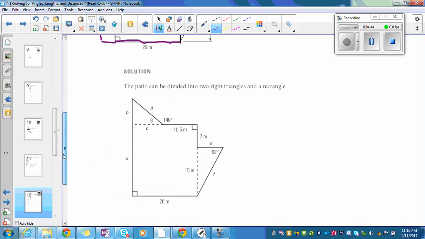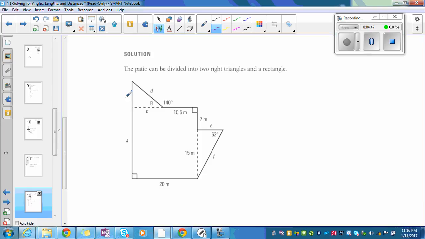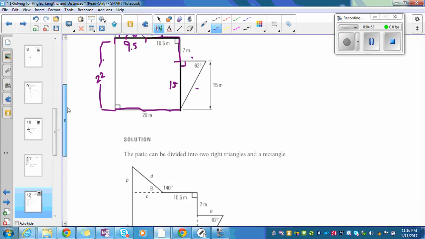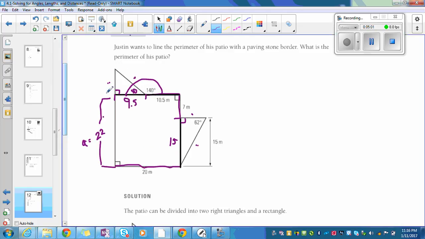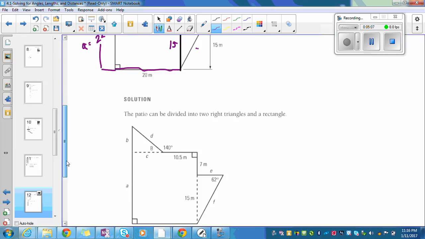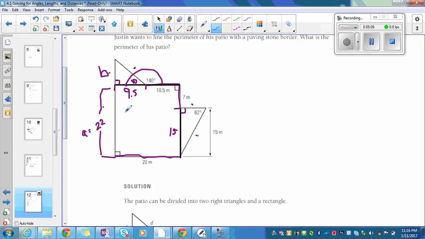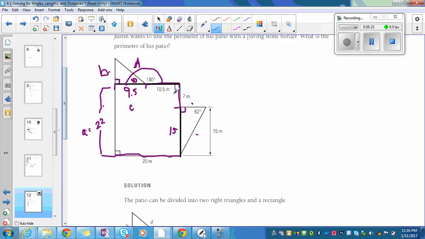Okay. Sometimes it's nice to label your unknown sides. Okay. And so they labeled A, and that would have been our 22. We figured it out. B is up here. That's the one that we're going to use that little triangle and SOHCAHTOA to solve. Side length C we solved is 9.5. This is side length D. This was C here, 9.5. And we have E and F over here.